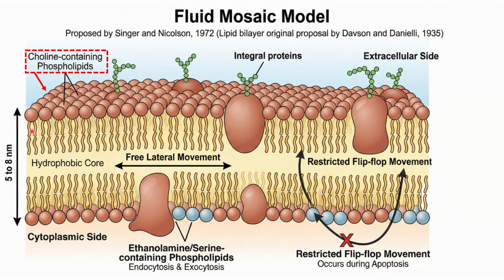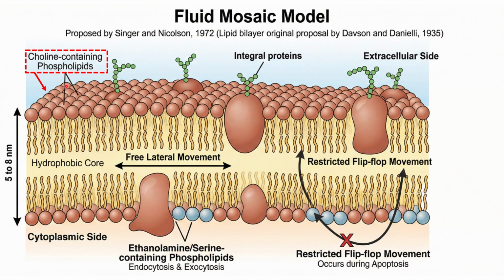Then coming to the bilipid layer, there are two layers of lipids. If this is considered as the first layer, the upper layer, this is the lower layer. The upper layer is towards the extracellular side and the lower layer is towards the cytoplasmic side.